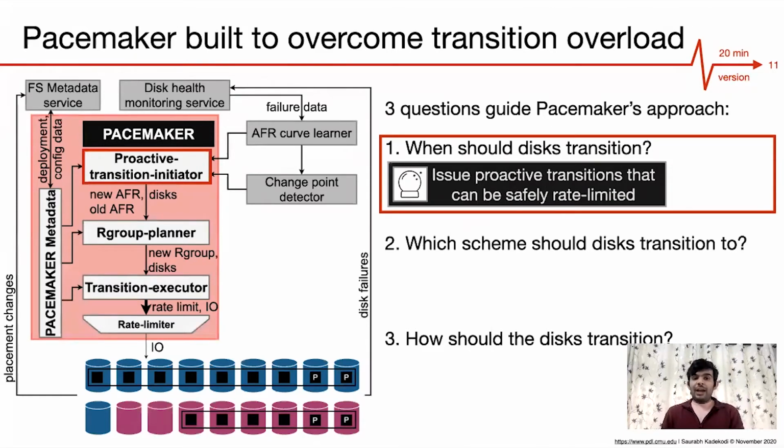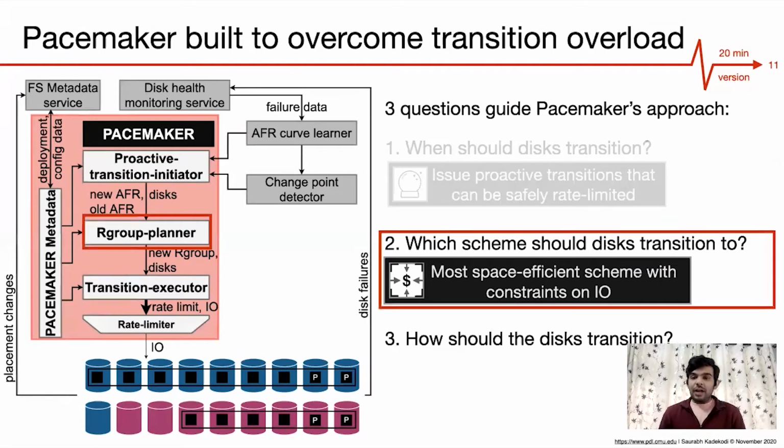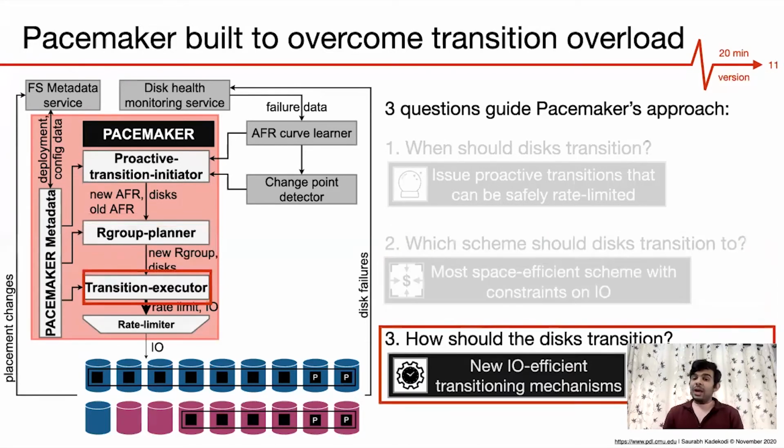So first is the proactive transition initiator, which helps Pacemaker anticipate a change in AFR soon enough such that the transitions can be issued proactively and can be safely rate limited without risking any kind of data loss. The next is an R-group planner, which has a constraint-driven approach, and storage administrators can essentially define a constraint on the amount of I/O that they're willing to spend for redundancy transitions. And the R-group planner intelligently chooses the redundancy scheme to transition to such that these I/O constraints are maintained. Finally, Pacemaker also has 2 new I/O-efficient transitioning mechanisms that allow it to reduce the cost of I/O transitions.